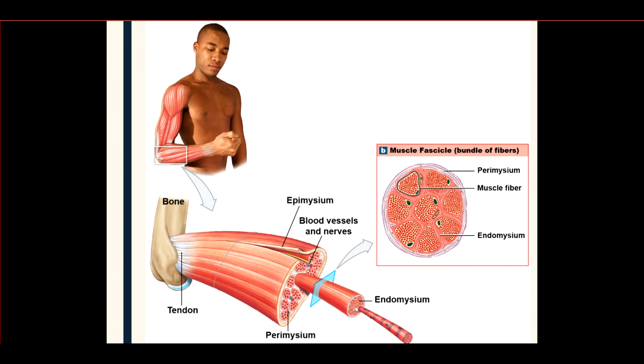Now, the next thing we're going to do is actually pull out one of these muscle cells. So this right here is a muscle cell, or we also call it a muscle fiber. That's going to have its own connective tissue wrapping. What they're showing you here is in black, they outlined one muscle cell. And on our next slide, we're going to pull that out.